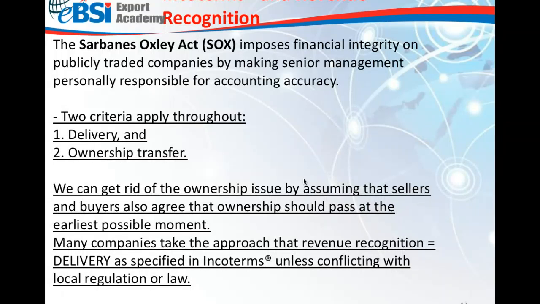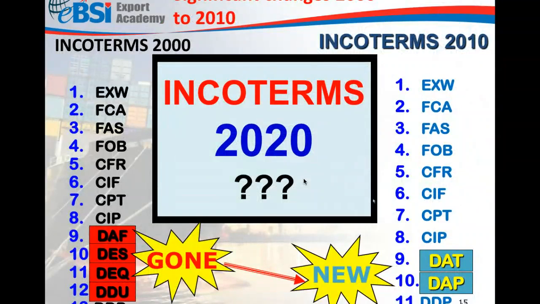In terms of revenue recognition, the Sarbanes-Oxley Act imposes financial integrity on publicly traded companies by making senior management personally responsible for accounting accuracy. So two criteria apply: delivery and ownership transfer. We can get rid of the ownership issue by assuming that sellers and buyers also agree that ownership should pass at the earliest possible moment. Many companies take the approach that revenue recognition is equal to delivery, as specified in Incoterms, unless conflicting with local regulation or law.